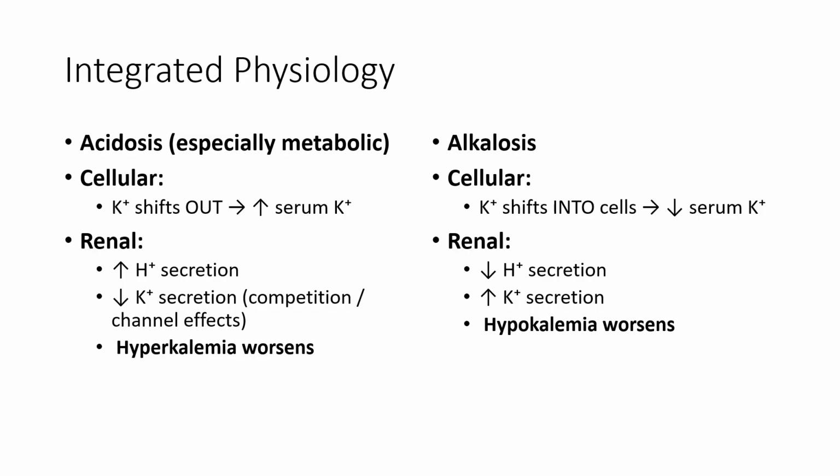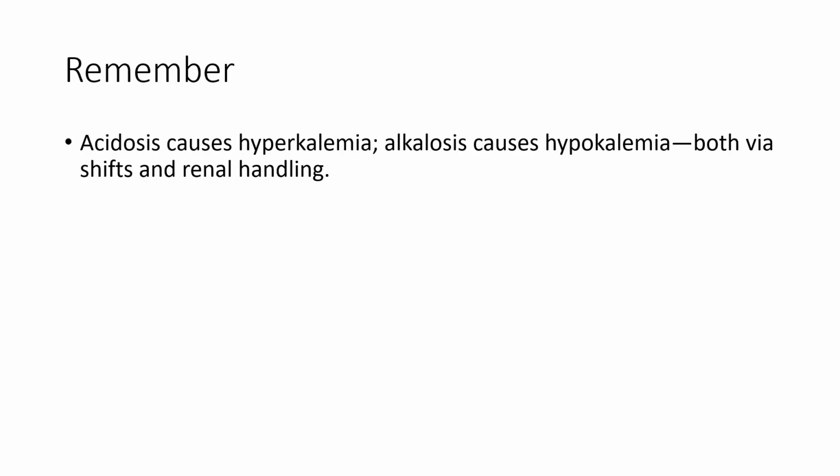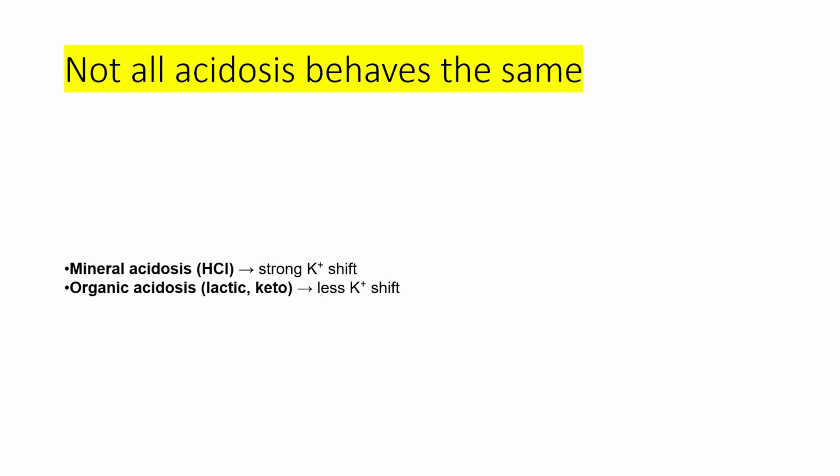So if you have to again see the integrated physiology in acidosis, at the cellular level, K plus will shift out, leading to increased potassium in the serum. At the renal level, there will be increased H plus secretion, leading to a compensatory decrease in potassium secretion. Thus, it can worsen hyperkalemia, and the opposite of this happens in alkalosis. So basically, you just need to remember that acidosis causes hyperkalemia, alkalosis causes hypokalemia, both via cellular shift and renal handling. But not all acidosis will lead to the same amount of hyperkalemia. If there is mineral acidosis like HCl, it will cause more profound hyperkalemia, and if it is organic acidosis like lactic acidosis or ketoacidosis, there is less K plus shift.